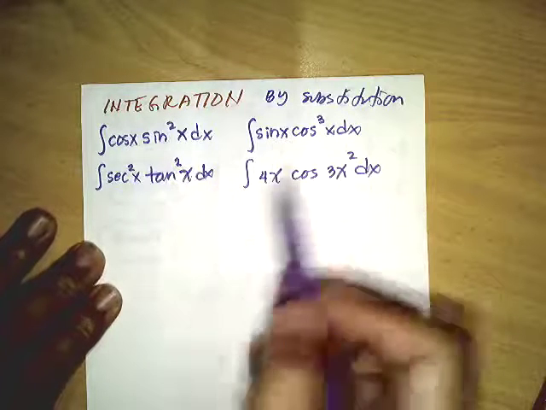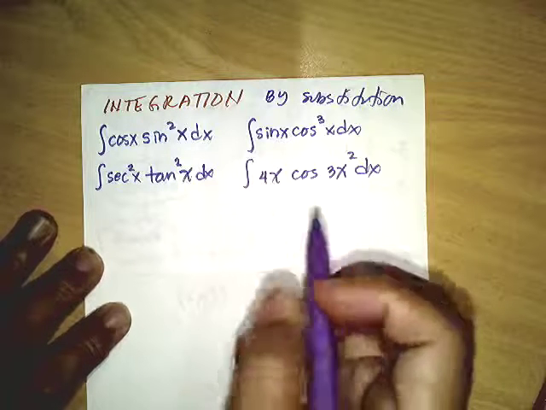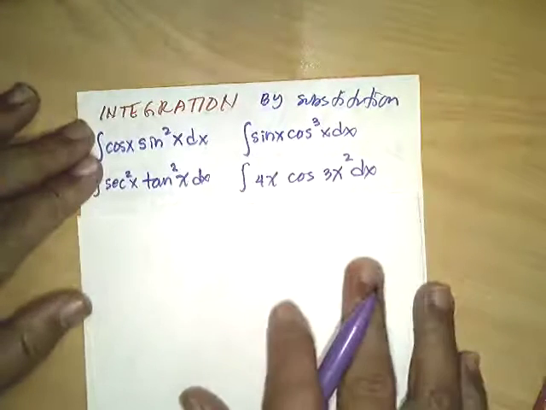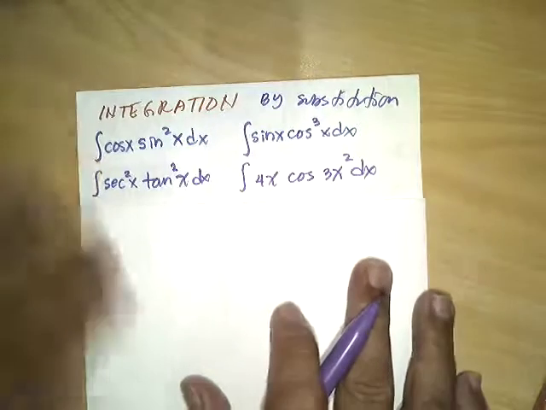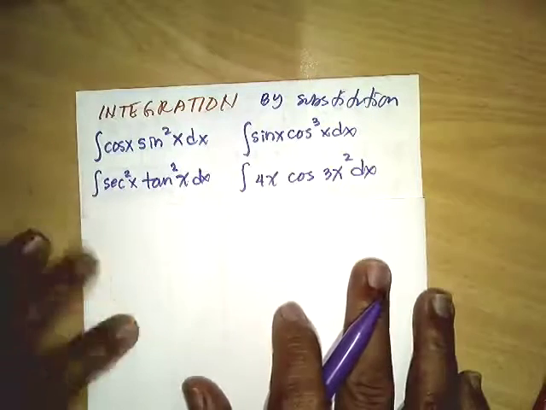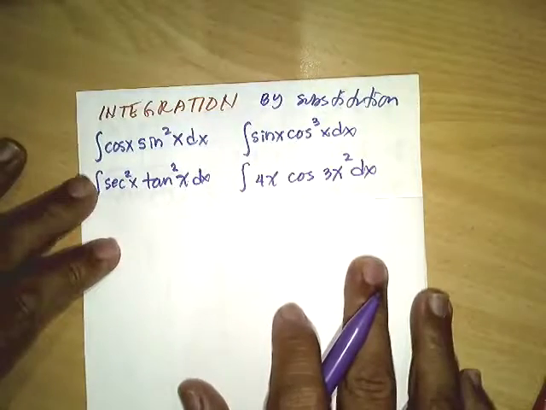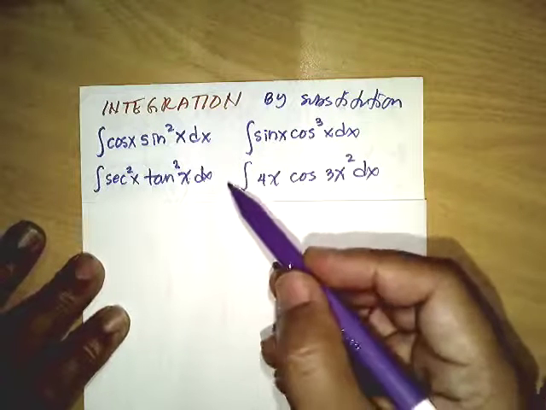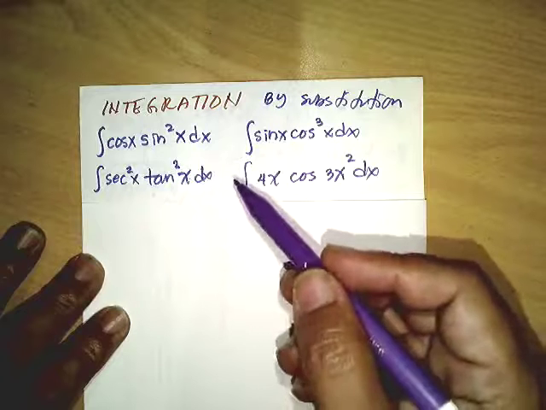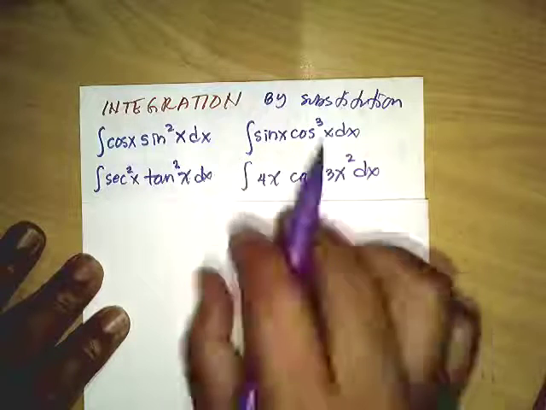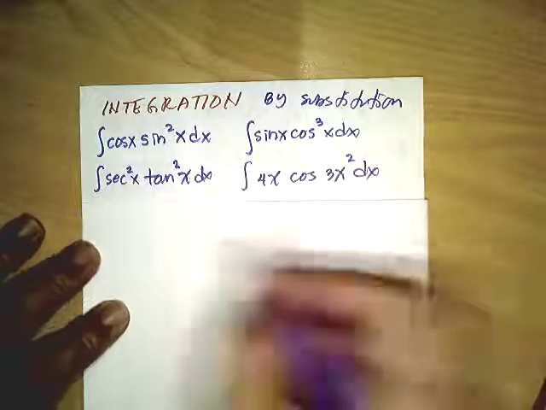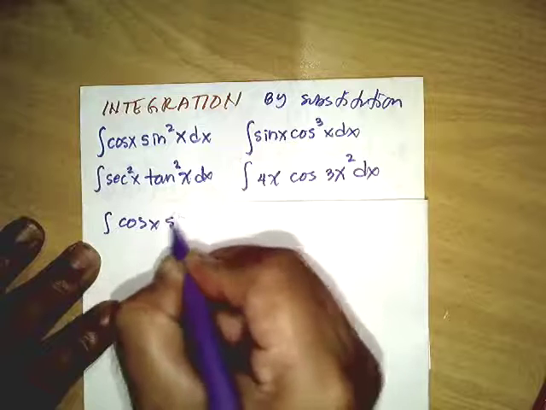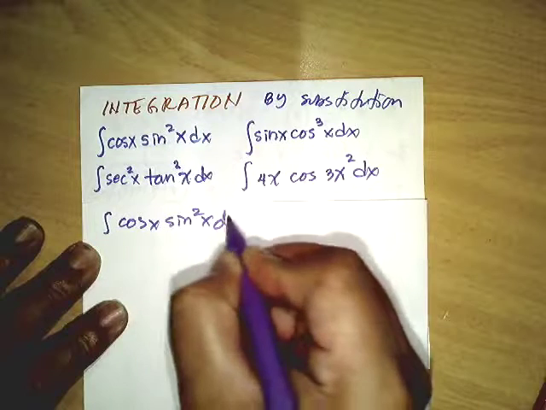Let's find the integral of the following using substitution. So this is part 2 of integration by substitution. It is expected that you know the formulas for the integration of simple trigonometric functions. If you haven't learned that yet, please watch the video before this video. So let's look at the integral of cosine x sine squared x dx.